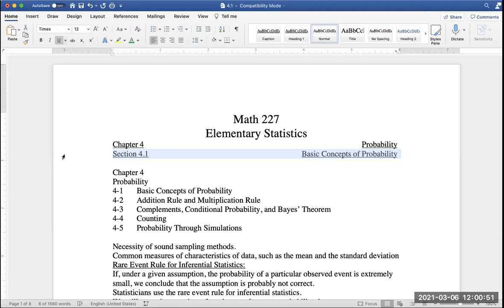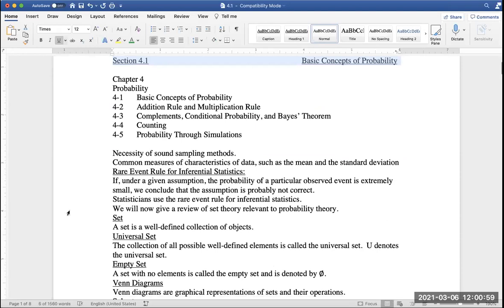Probability is very similar to what you've done in set theory previously in your previous courses. So let me review set theory that is really relevant to probability theory. So first, a set. And I'm going to just use the naive set theory. So a set is a well-defined collection of objects. A universal set is the collection of all possible well-defined elements. We will usually denote U as the universal set.